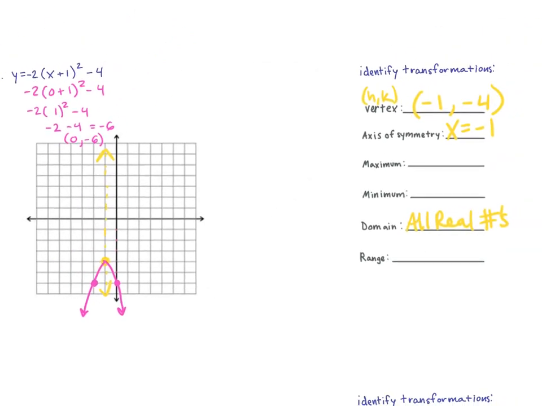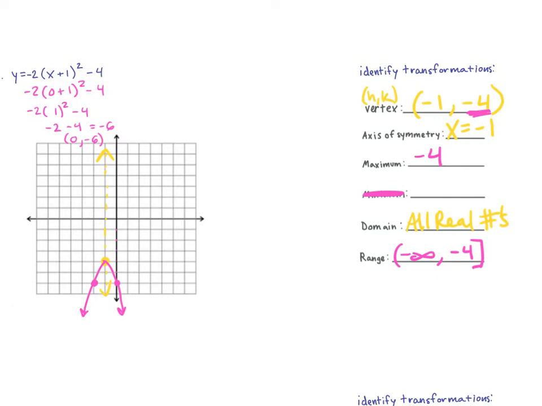So is our vertex at the maximum or minimum? Maximum. And what's our maximum value? -4. We get it from our second number in our vertex. And then what's our range? Awesome. -∞ to -4. Good job.